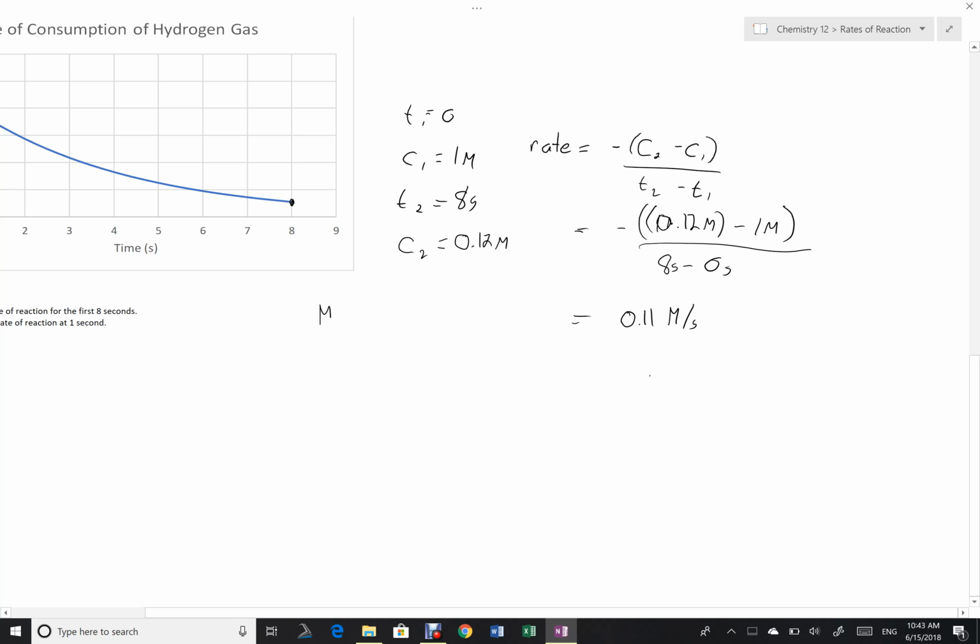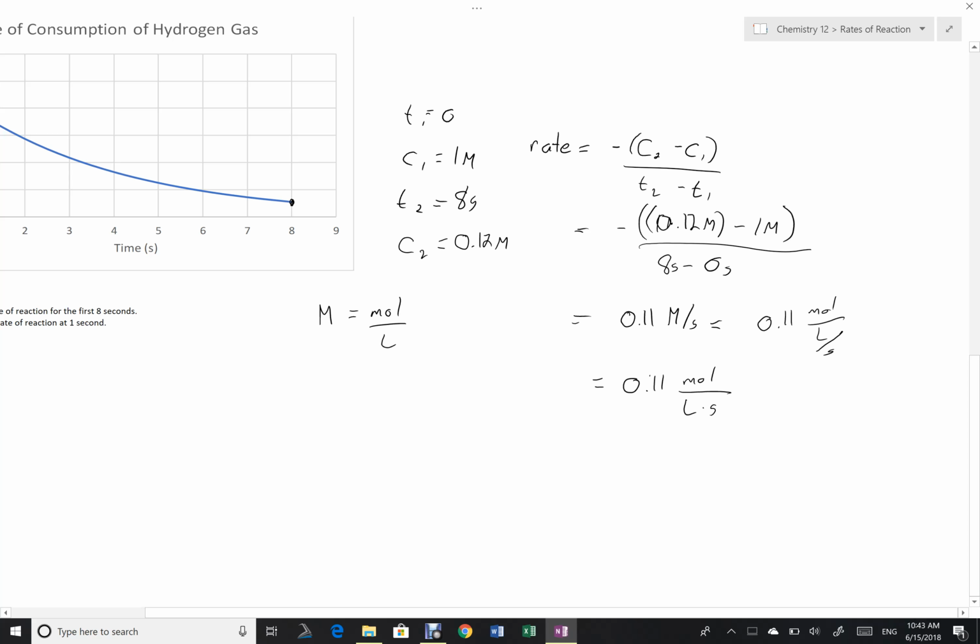Recall from grade 11 that molarity really means moles per liter. So I could write this as 0.11 moles per liter per second. To me, this is the most clear statement of what these units really mean. Or 0.11 moles per liter times second is also acceptable.